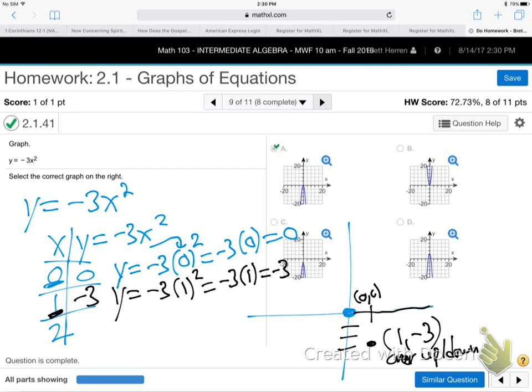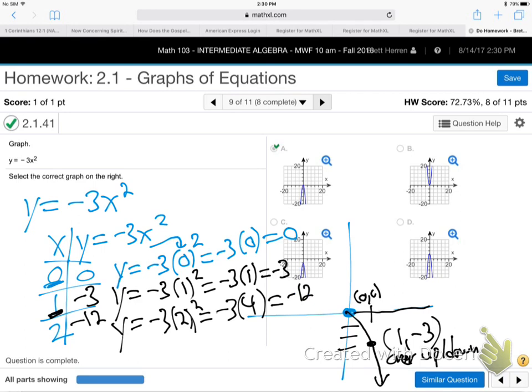If I plug in 2, I'm going to get way too low here. 2 squared, that's going to be minus 3 times 4. I'm getting kind of scribbly there. Can you read that? What's that? Minus 12. So over 2, way down here. Can you tell what it's doing? It's just dropping down real quick, right?